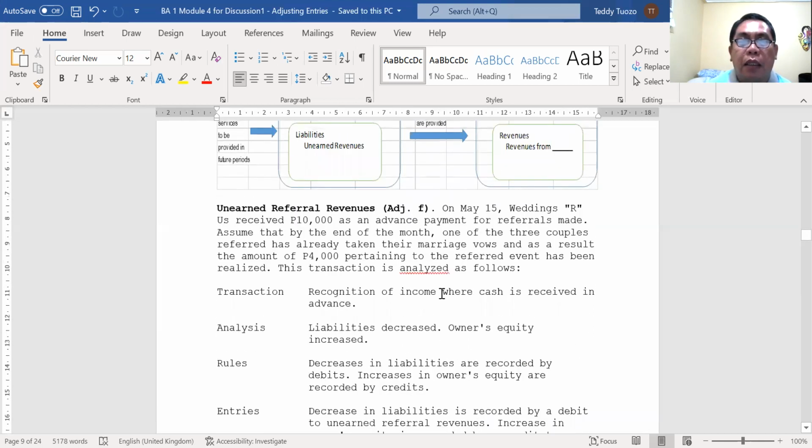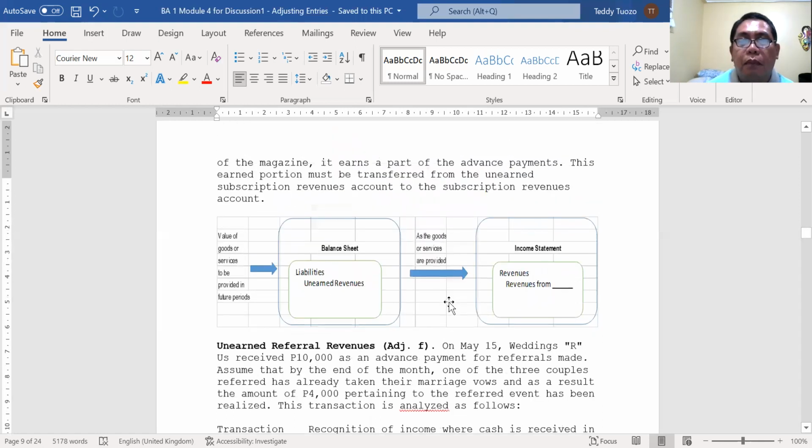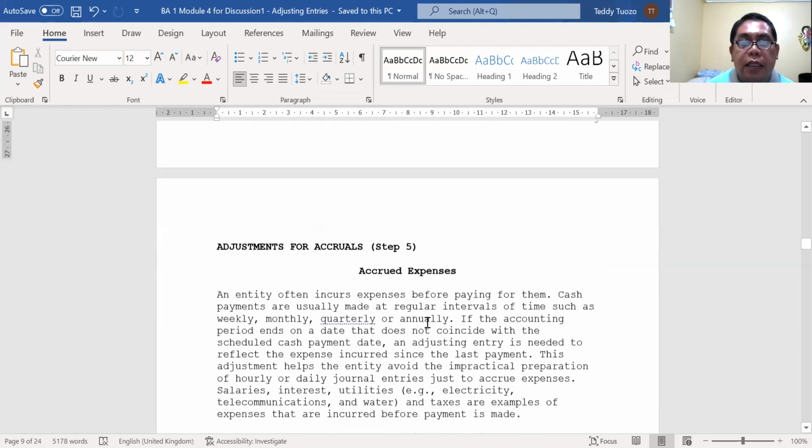There is no need for computation here because the amount is already given, the 4,000. But later on, there will be examples where there is an advance payment for services to be performed over, let's say, 3 months, that was already collected in advance. Then you have to multiply it by a certain period. Okay, next.